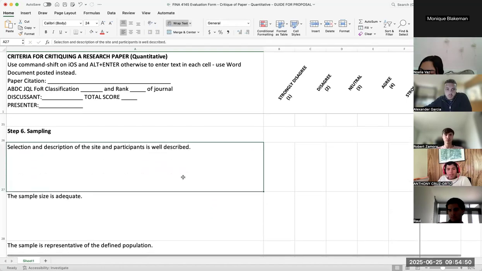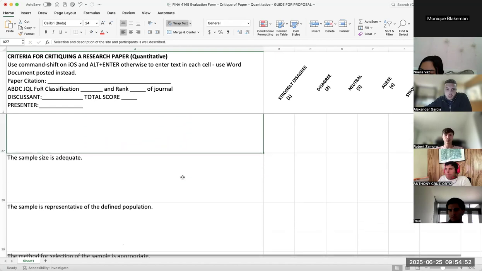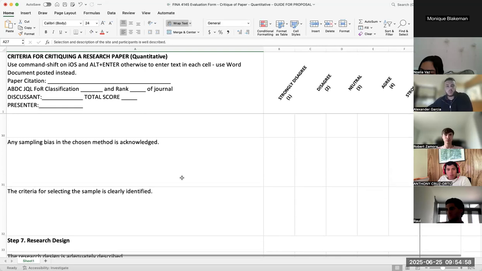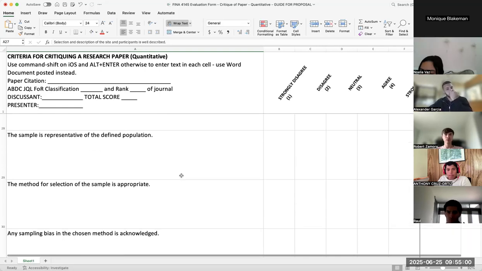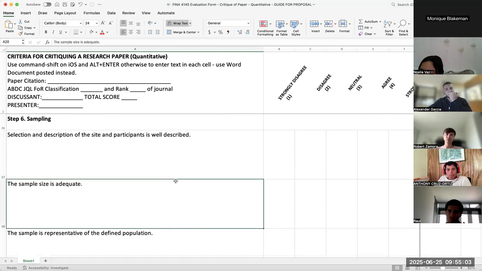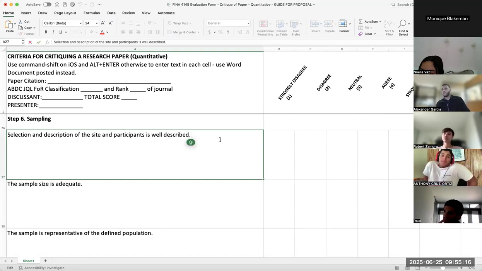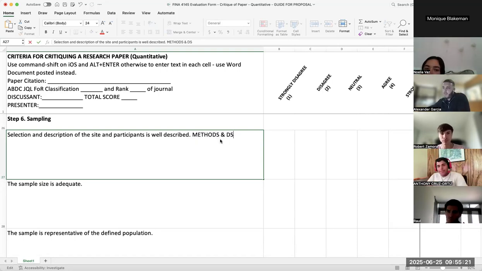Okay, so number 6, sampling. We're not going to do sampling, but somebody else did where we got the data from. So let's see, which ones should we include? At least the sample size should be mentioned. Selection: how are you going to know the site and participants are well described? You should mention that in your data section. In methods and data, you should include where your data is coming from.